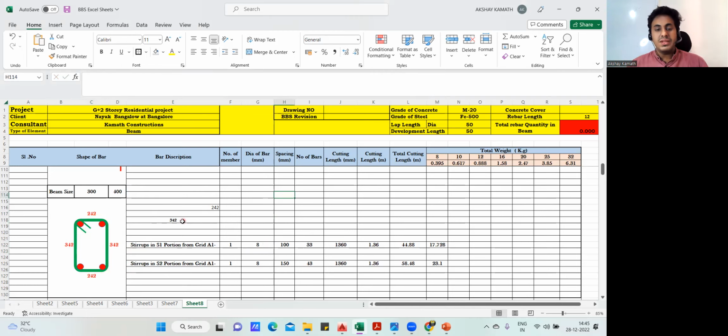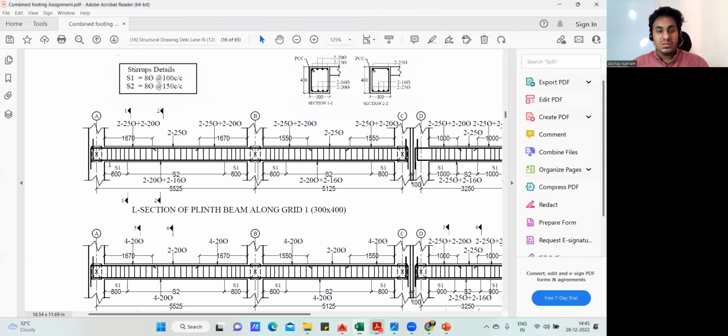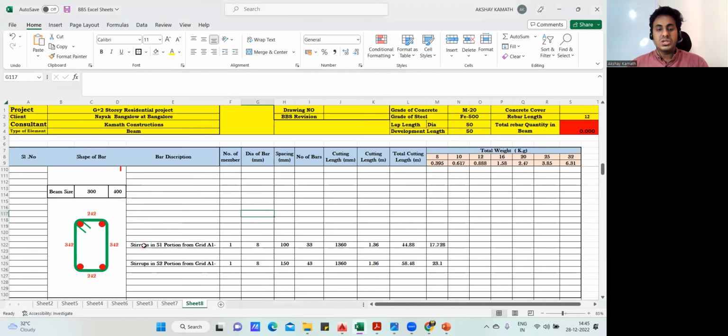Fine. So now in the Excel sheet, what you're supposed to do is write stirrups in S1 portion from grid A1 to C1. I've written stirrups in S1 portion because this is the S1 portion. So I'm looking at the S1 portion only right now.